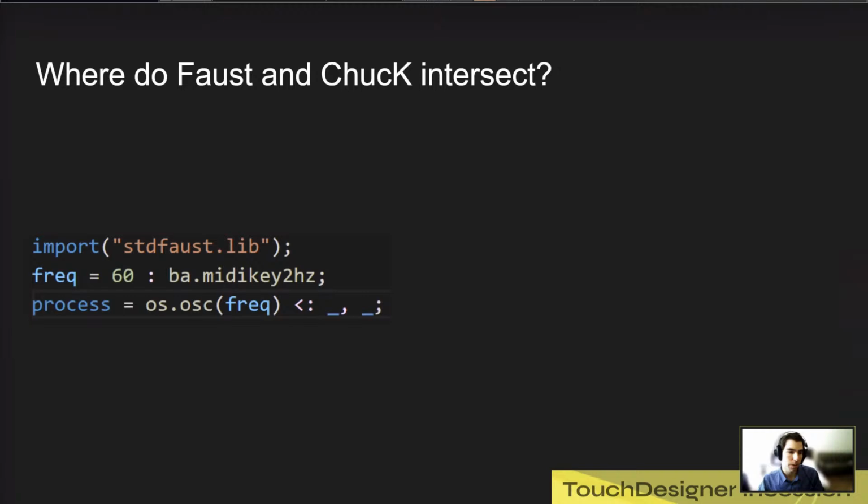On the left, we import a standard library, and we define a function called frequency. We take the MIDI pitch 60 and pipe it, using the colon connector, into the basics library, BA for basics, and then midikey2hz. That's going to turn 60 into the frequency in hertz of that C, middle C note. Then with that value, whatever the frequency is, we plug it into os.osc, a sine oscillator. Then we use this funny syntax, the less-than sign and the colon, which is the open pipe operator, and we say split that one channel into two channels, and that defines our process. So this is going to make a stereo signal at that frequency.